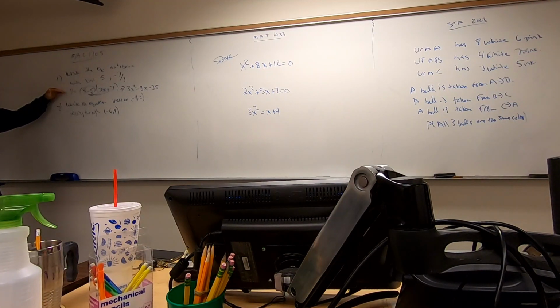Okay, Christian, we okay? That's how that works. So the answer is 3x squared minus 8x minus 35. Okay.